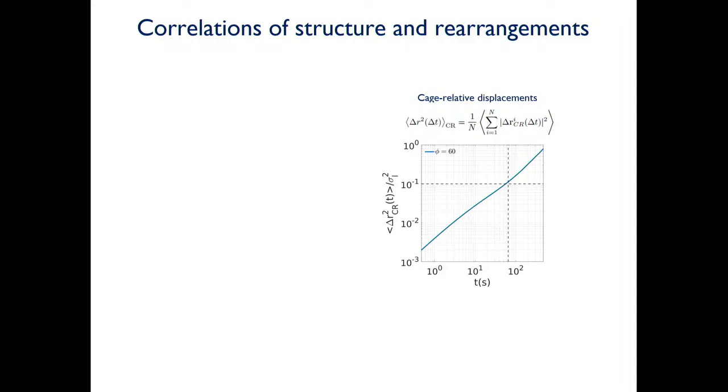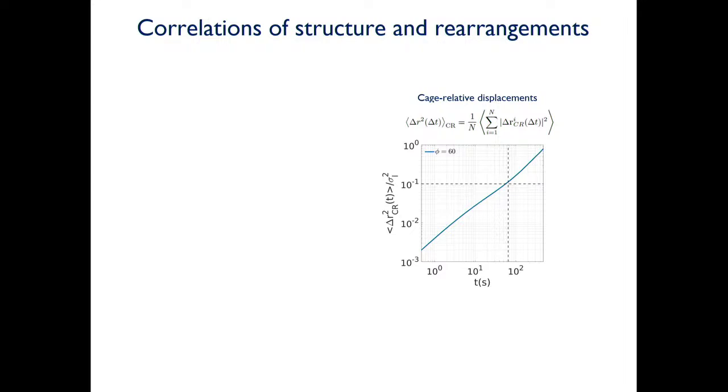And what I'm showing here is how we identify rearrangements in our system, and that is based on the cage relative displacement. I've not given the expression for delta CR. Essentially you have a particle and you have the neighbors. You look at the displacement of this particle with respect to the first nearest neighbors. They are identified using the first minima in g(r). So you identify the first nearest neighbors, and then you calculate the cage relative displacement of the particles, and that's what is plotted here as a function of time.